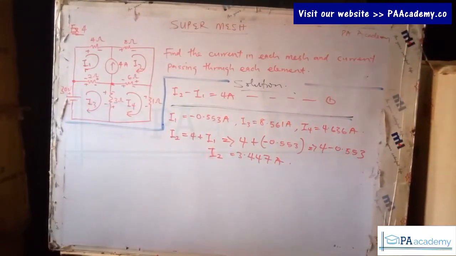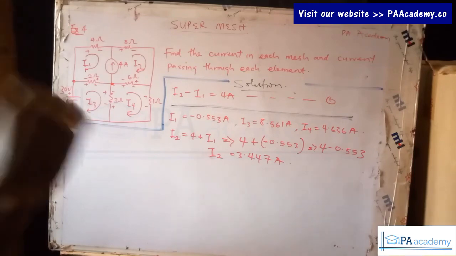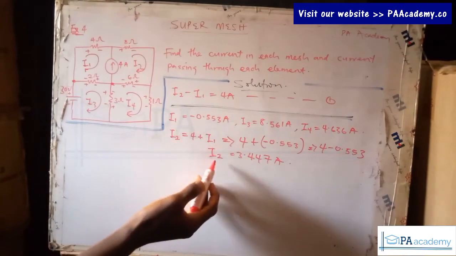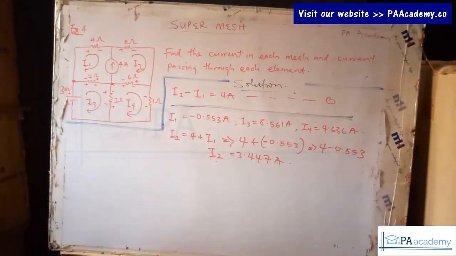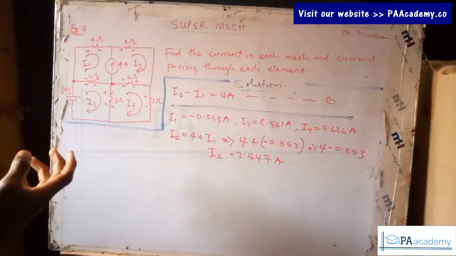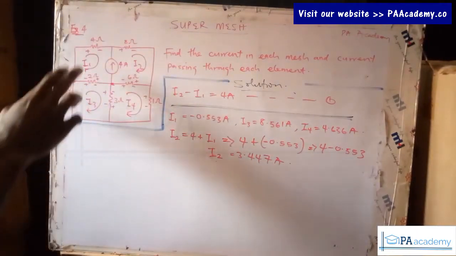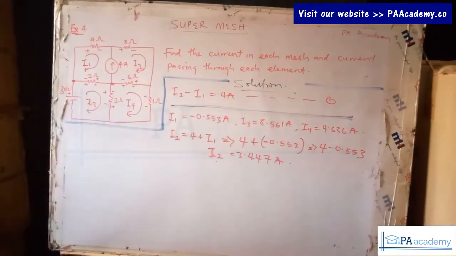So with what we have here, we've been able to get the currents in each of these meshes: I1, I2, I3 and I4. But that's not the end. The question also asks us to find the current passing through each of the elements. How many elements do we have here? 1, 2, 3, 4, 5, 6. We have 6 elements here. These resistors are what we refer to as elements. So let's go ahead and calculate the current flowing through each of them.